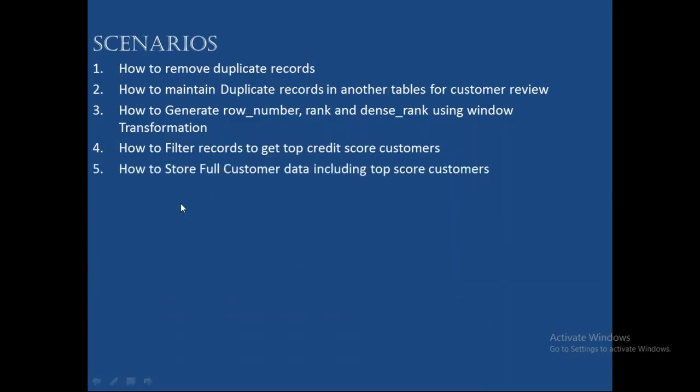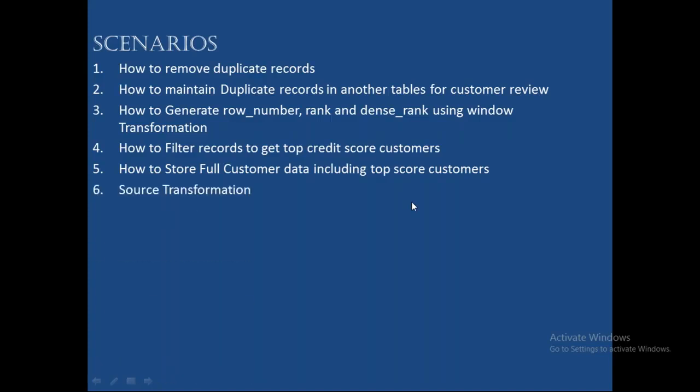Next, how to store full customer data, including top score customers. So you have filtered out the top score customers, right? But still I want to include these top score customers plus all other customers, and I will consider that as the total result. Let's say you have 1 and 2, Rama and Krishna. Rama is the top scorer, so you write the Rama record to the top scorer table, and both Rama and Krishna records I still want to maintain in my customer table. The reason is that ultimately the customer wants to see the top scorer. You are providing the top scorer in a separate table, but the top scorer also should be there in my result. That's why I'm including top scorers as well.